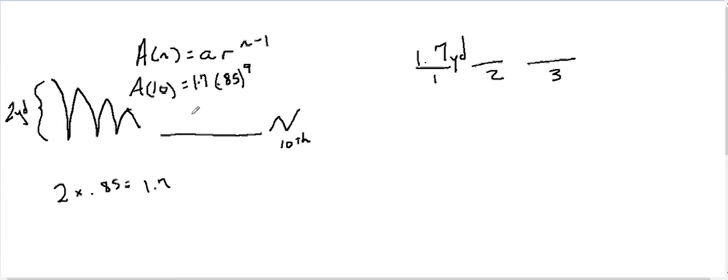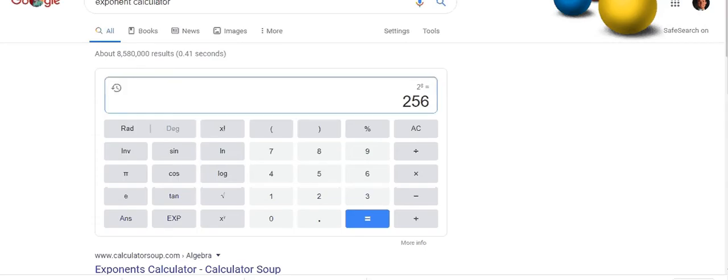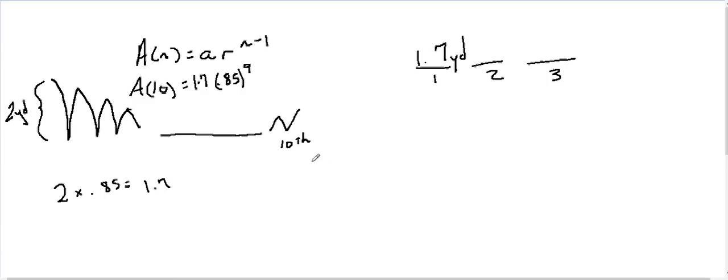Okay, now we need to do 0.85 to the 9th. They use decimals, so I'm going to use a decimal calculator. 0.85 to the 9th comes to that beautiful number. Multiply by the A, or first bounce. Approximately, let's always round to the hundredths place, so 0.39 of a yard. Very low at that point, but realistic. Okay, that's the value of the 10th bounce.